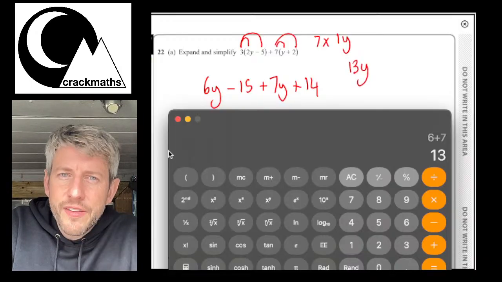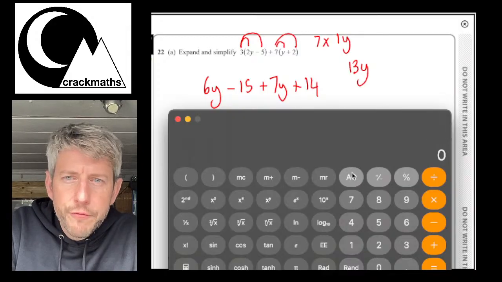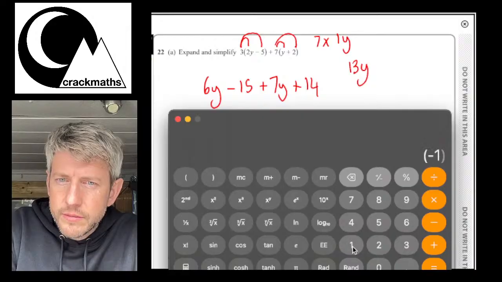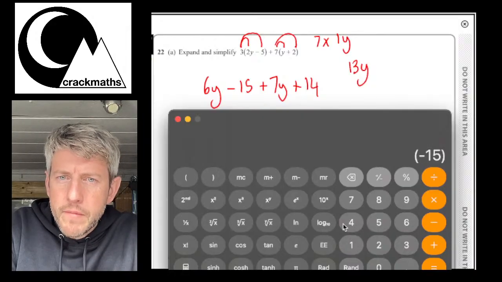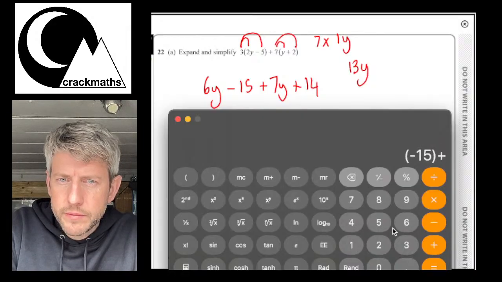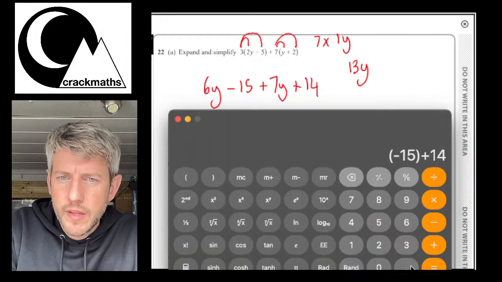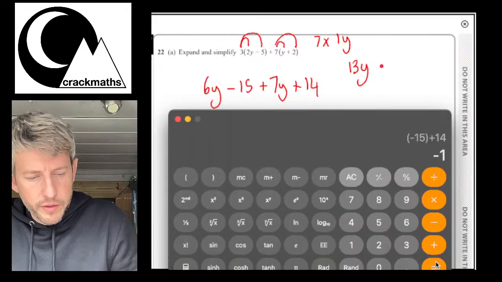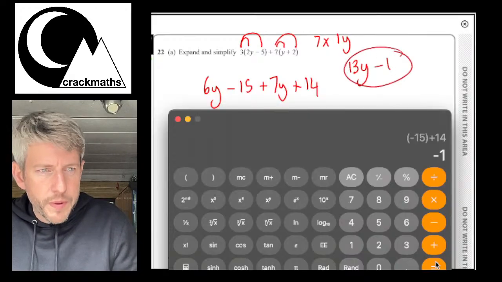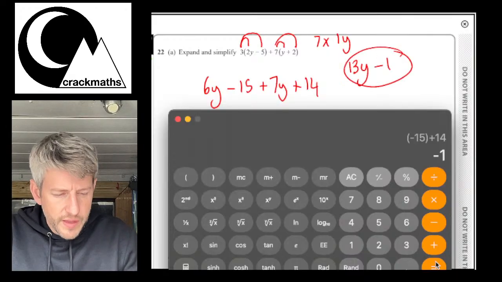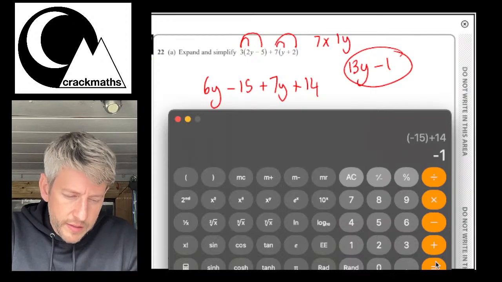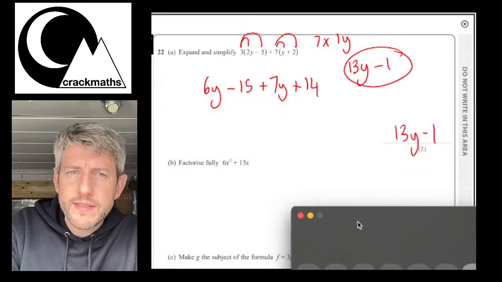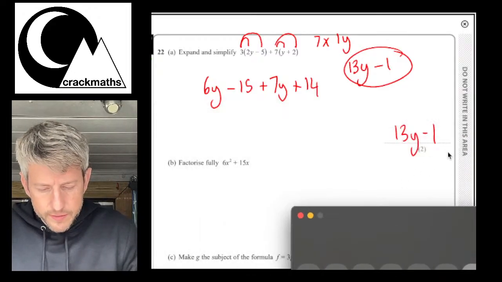And then we can add the other parts as well. Remember, if you get confused by negatives, just make sure you put your negative in brackets and then add it to the other bit. There we go. So negative 15 add 14 is negative 1. And that will be our solution there. So we've got 13y minus 1. Okay, right. Let's have a look at part B.